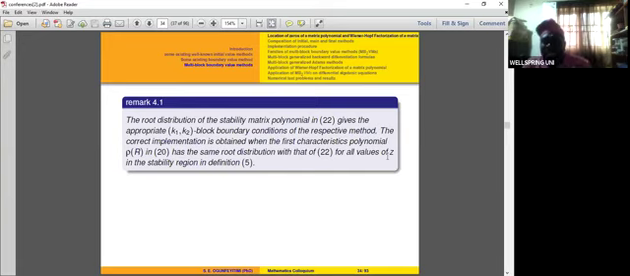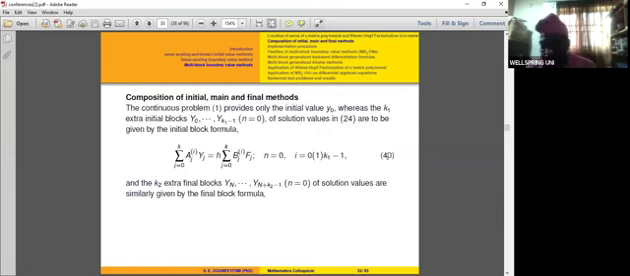So we have to emphasize that the root distribution of the first characteristic polynomial, when you take the determinant, must be equal to the root distribution when you take the stability of the complete method together, for all values of z in the stability region, as given in definition 5. Now, we want to talk about the composition of the initial, main, and final method. The continuous problem, the problem we want to solve, will only provide the initial condition of y0.